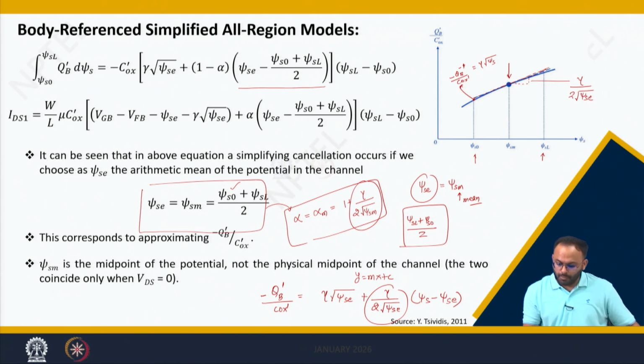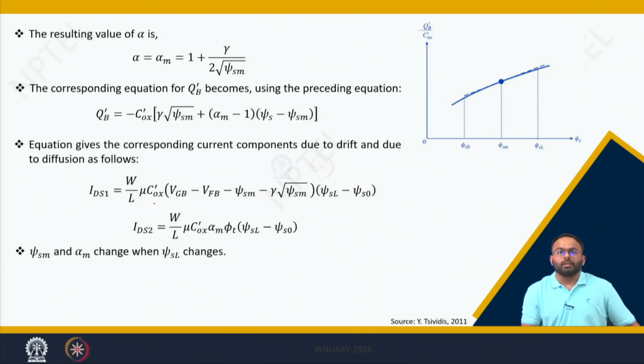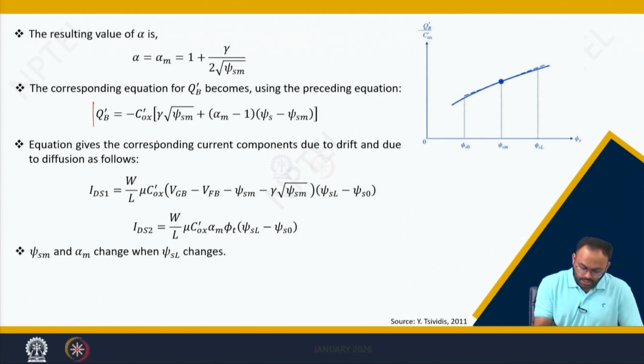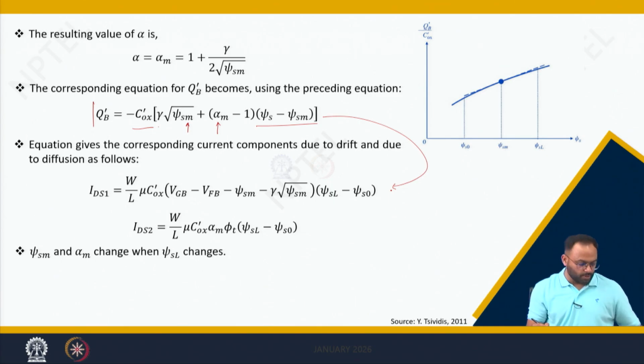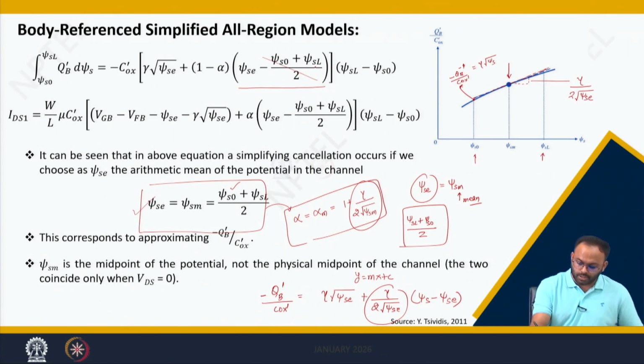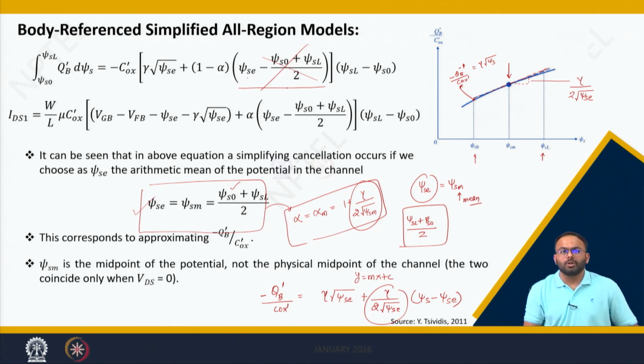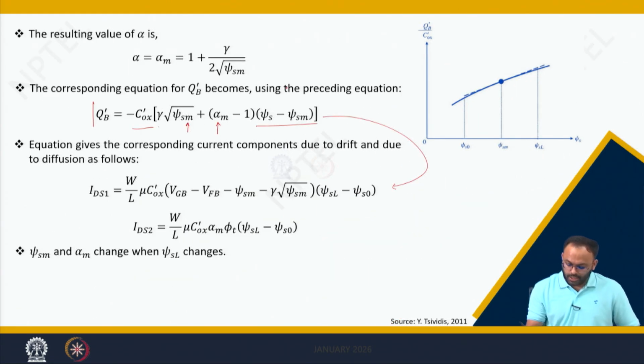Now if we put back, the simplification will be Qb dash can be rewritten as minus Cox dash into gamma into psi s m and alpha m minus 1 psi s minus psi s m. You put this equation back to your basic equation, ultimately you will get that you have also ignored this term, because you are keeping psi se is equals to this. So ultimately this term will also be gone, and hence you will simplify the equation in terms of psi sm by choosing a linearizing point at the center.